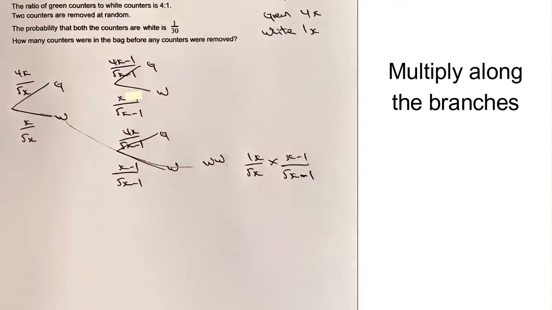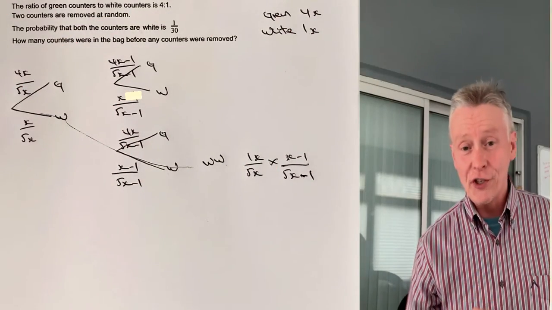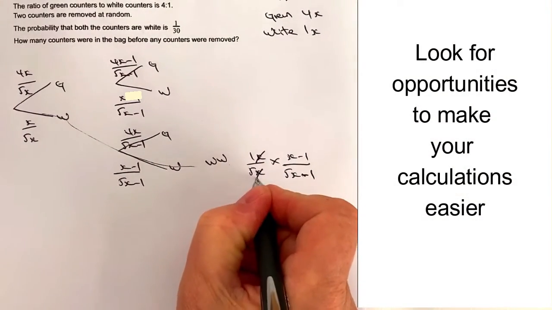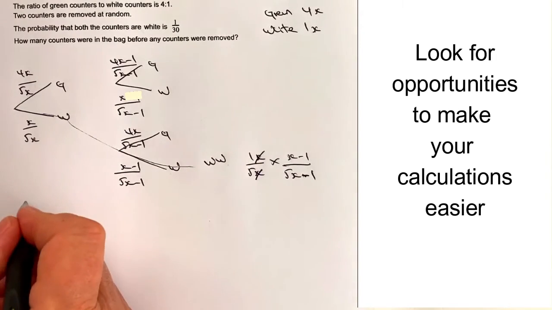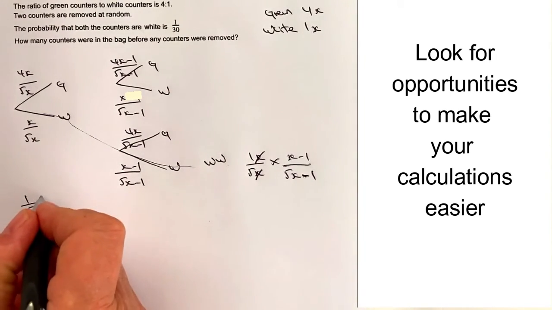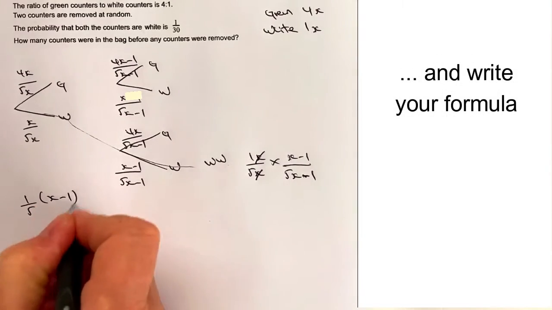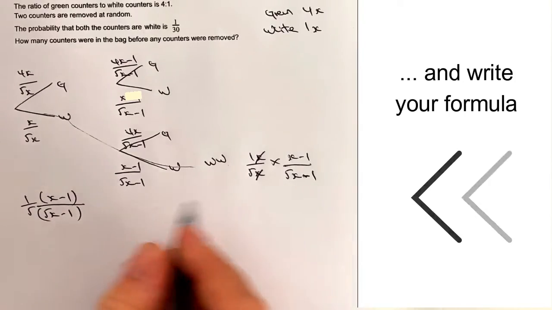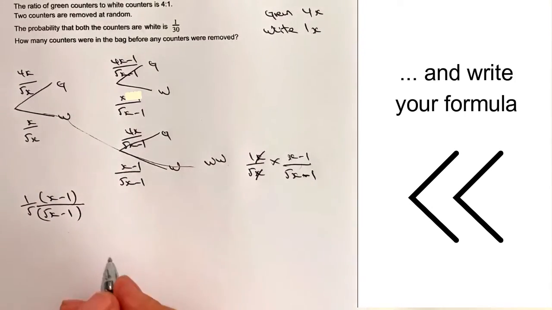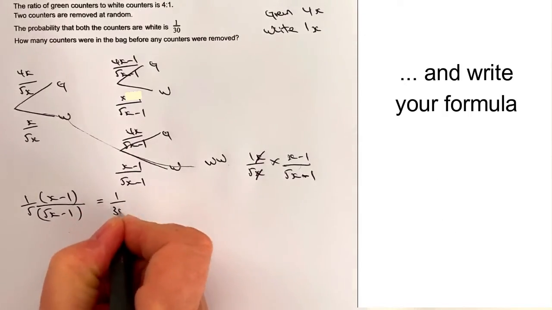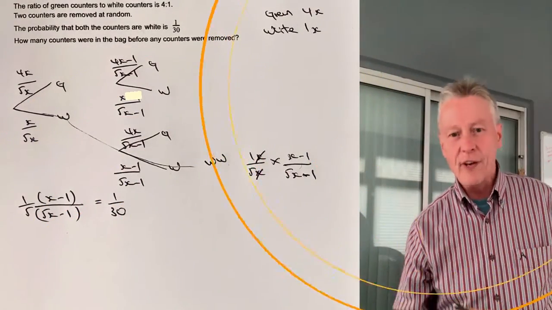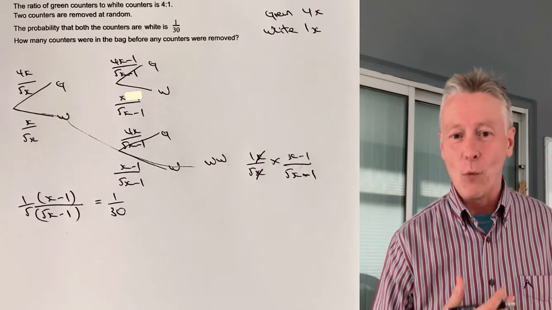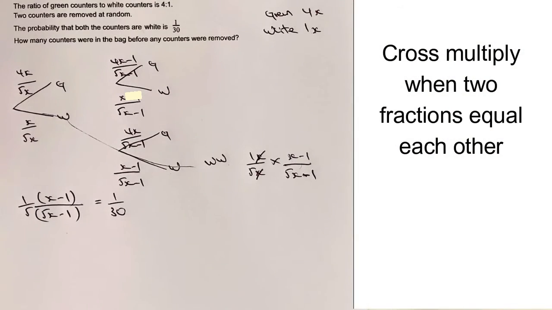Well, I'm going to make it a little bit easier on myself. I'm just going to get rid of the first 2 x's. You'll see what I mean here. I can just cancel those first 2 x's out, and I've basically got exactly the same as saying 1 over 5 multiplied by x minus 1 over 5x minus 1, and that equals 1 over 30. Okay, so all I'm going to do now is solve for x, and once I get that value of x, it gives me the value of the white counters that are in this particular bag.